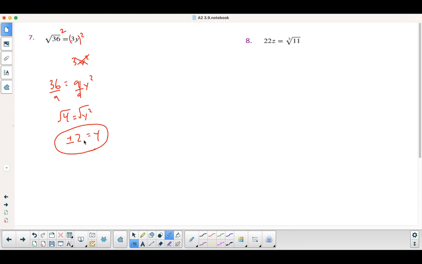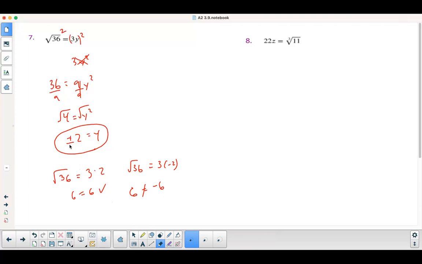Okay. I would plug them back in and check, though. Square root of 36 equals 3 times 2. 6 equals 6. So the 2 is good. But then here's where you're going to catch an extraneous solution. 6 is not equal to negative 6. So I have to actually throw out the negative 2 and just make it 2.